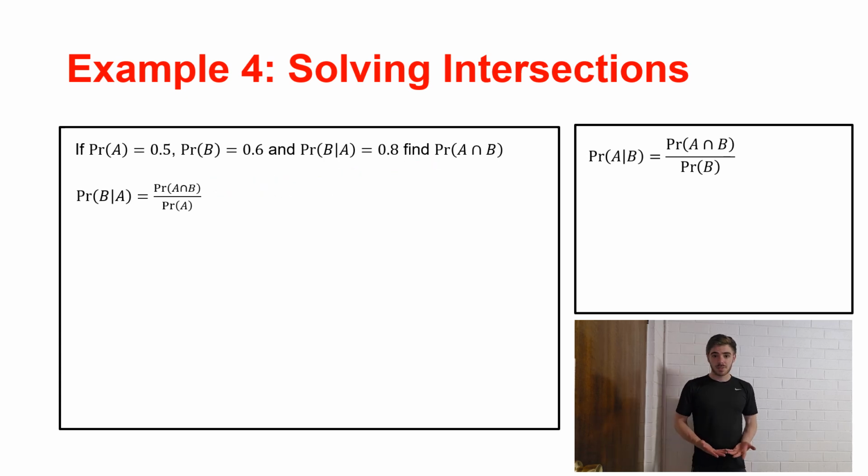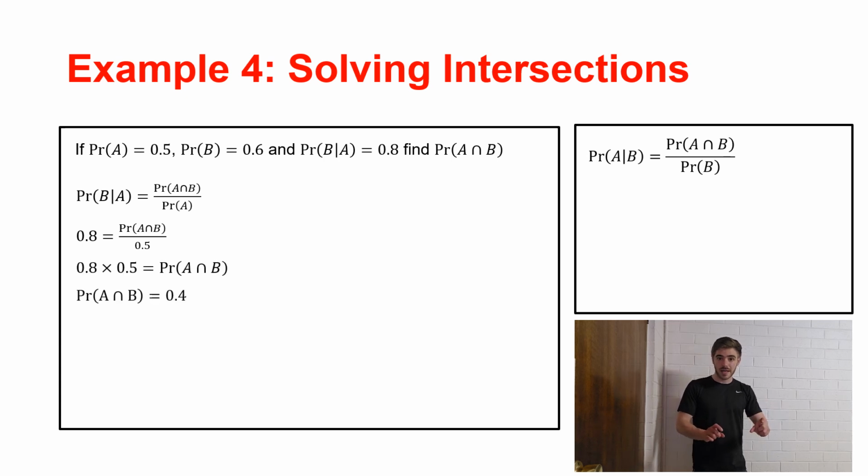So let's start by plugging in the known values. In this case, we know the conditional and we know the probability of A. The only unknown left is the intersection. So we're just going to rearrange to get it on its own and simplify the answer, and there we go. So the key takeaway here is that conditional probability can be used to solve intersections as well.